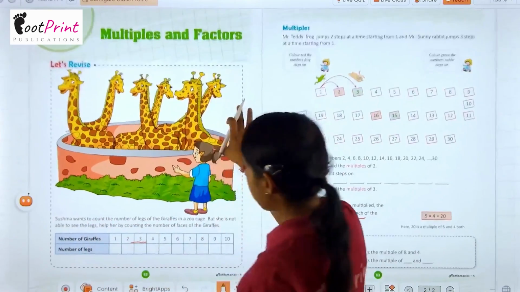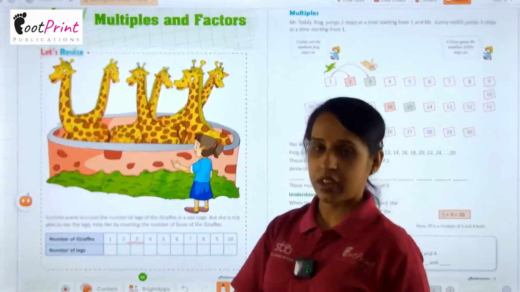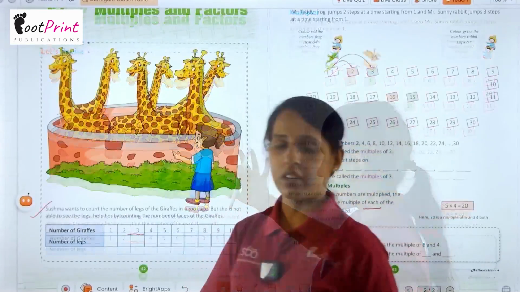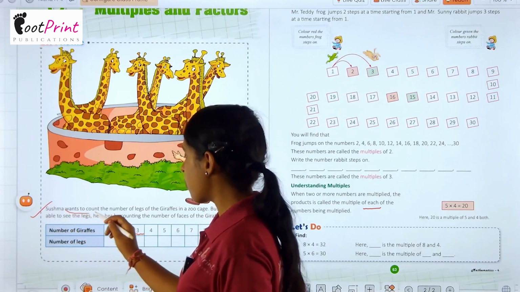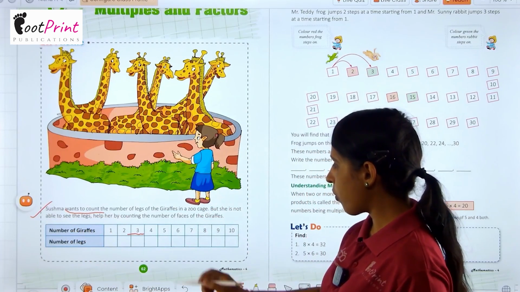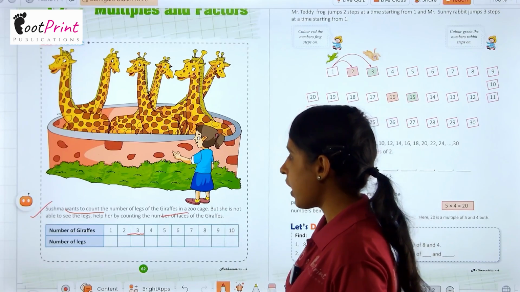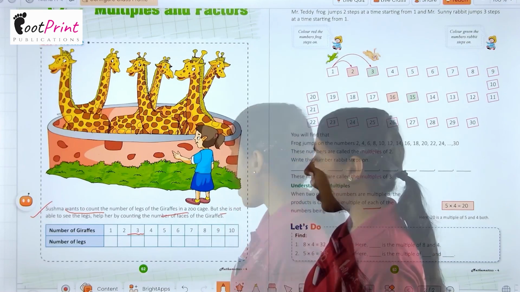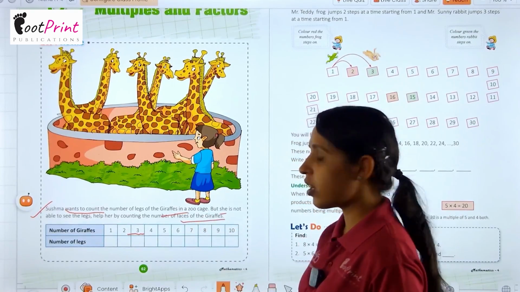Here is a picture given. In this picture there are some giraffes. So let's read the question. Sushma wants to count the number of legs of the giraffes in a zoo quiz. But she is not able to see the legs. Help her by counting the numbers of faces of the giraffes.